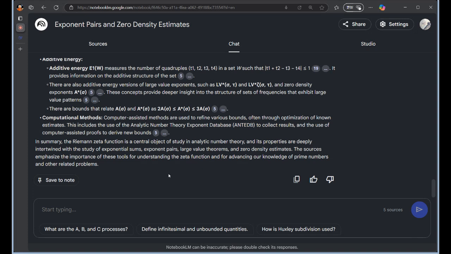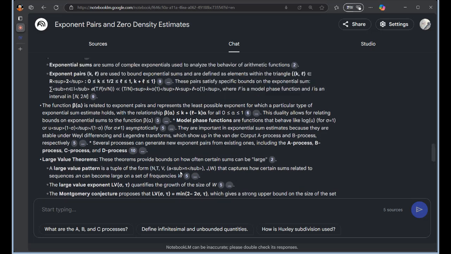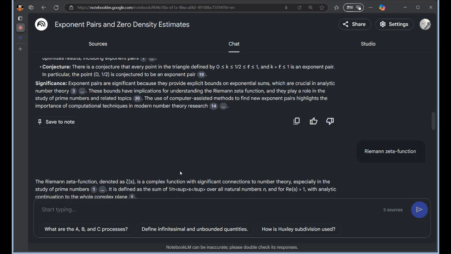That's incredible. But before we get too carried away, let's break down what exactly a zero density exponent is. And you mentioned something about the density hypothesis earlier.